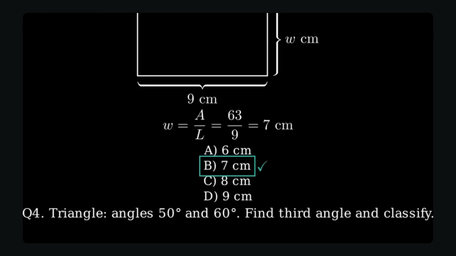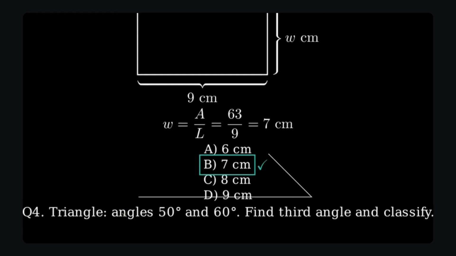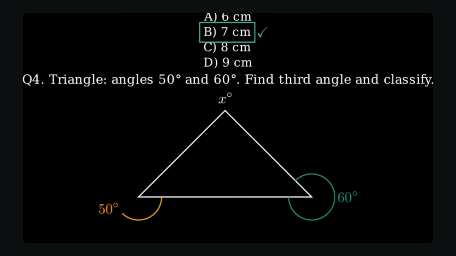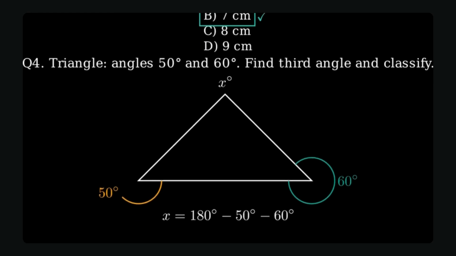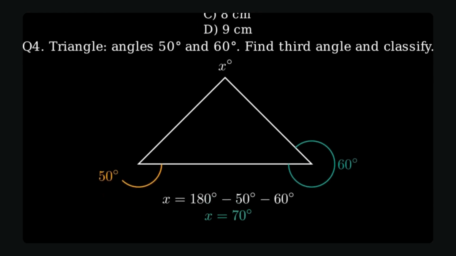Section B. Extended response. Question 4. A triangle has 2 angles measuring 50 degrees and 60 degrees. We will draw a triangle with those 2 angles and label the third as X. The 3 angles of a triangle always add to 180 degrees. So X equals 180 minus 50 minus 60. That gives X equals 70 degrees.